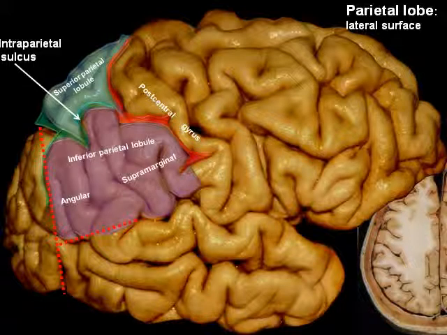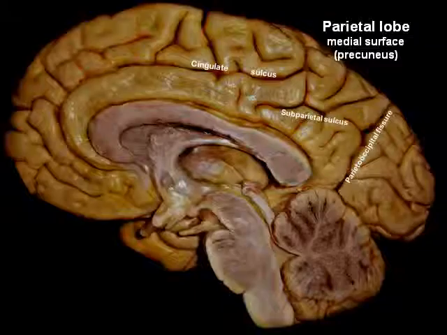It is divided from before backward into two gyri. First, the supramarginal arches over the upturned end of the lateral fissure. It is continuous in front with the postcentral gyrus and behind with the superior temporal gyrus. The second, the angular, arches over the posterior end of the superior temporal sulcus, behind which it is continuous with the middle temporal gyrus.